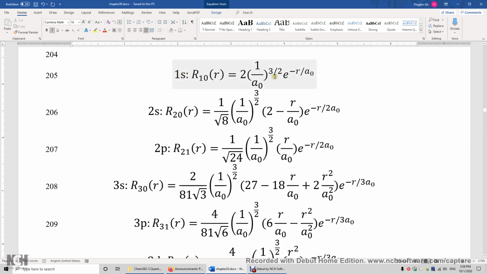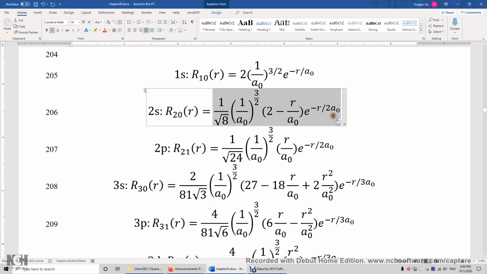If you look at the 1s orbital, it looks very complicated. It's 2 times this guy times e to the power of negative r over a naught. But remember, a naught is 1 atomic unit of length. So, if we are using the atomic units, this can be expressed as 2 times e to the power of negative r. That's it. Again, 2 times e to the power of negative r, if we are using atomic units. Right here, you're looking at the SI units. So this a naught is 0.529 times 10 to the power of negative 10 meters.